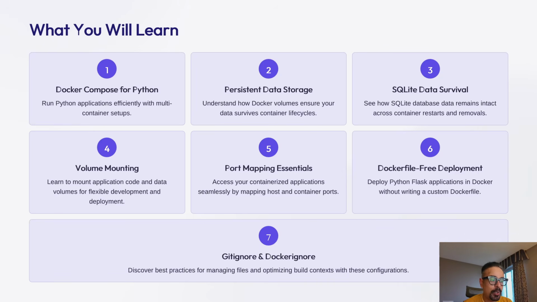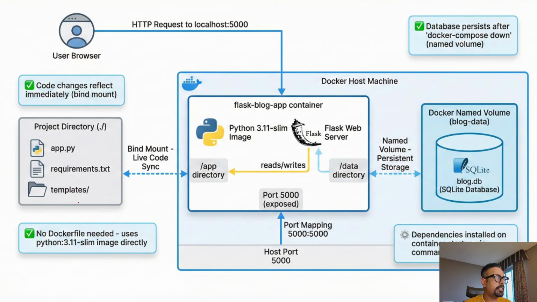Then we have also added .gitignore and .dockerignore to our project as part of best practices for keeping your repository clean and making Docker builds efficient. So by the end of this session, you would be able to build, run, and manage a containerized Python application with confidence. So let's understand the architectural diagram.